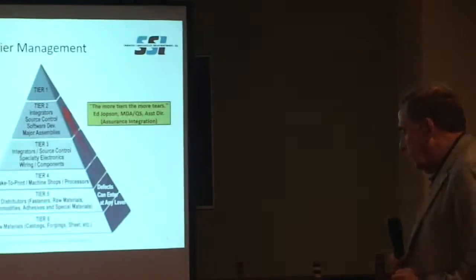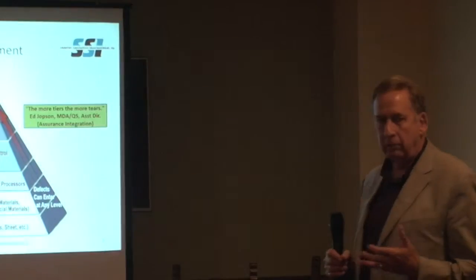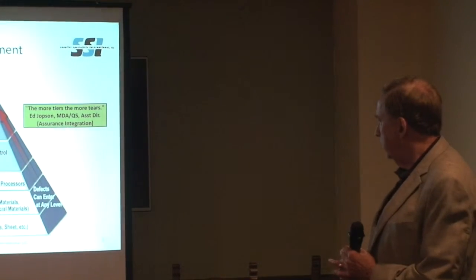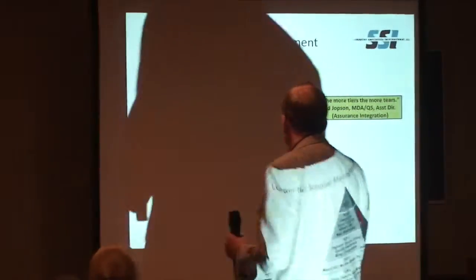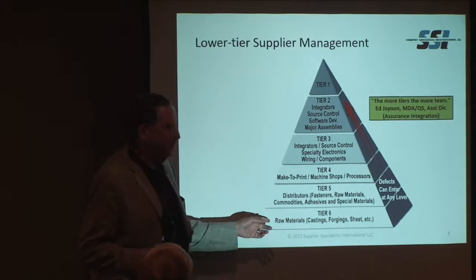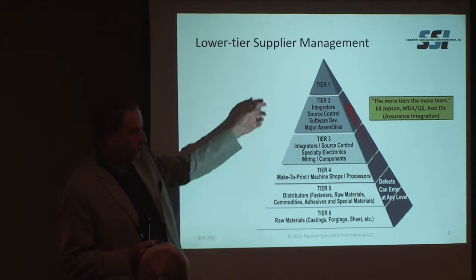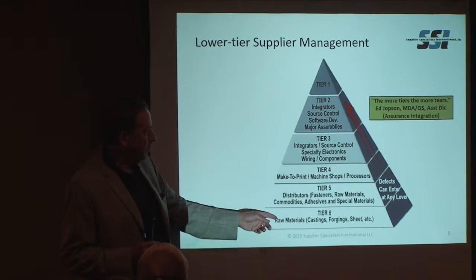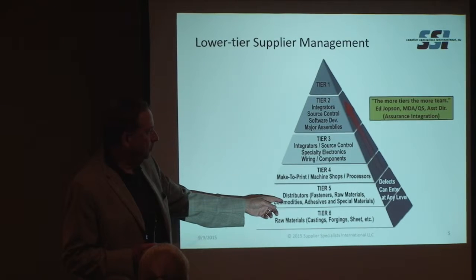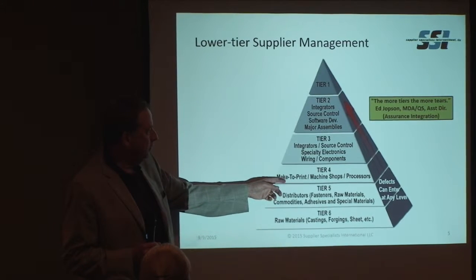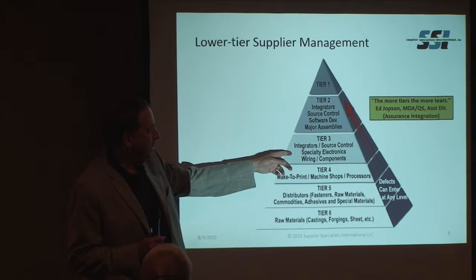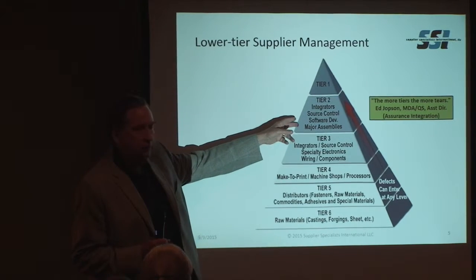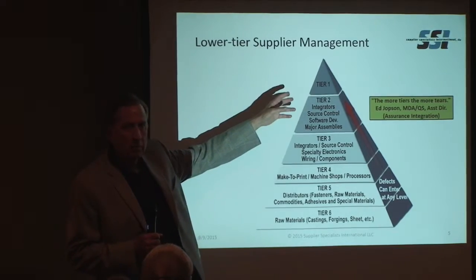So let's talk a little bit about sub-tier or lower tier supplier management. This is just one example, but in this case, you can easily see that there could be 6 tiers in the supply chain, from raw materials to the next higher assembly to higher levels of assembly, integrators and subsystems, and then you have tier 1.